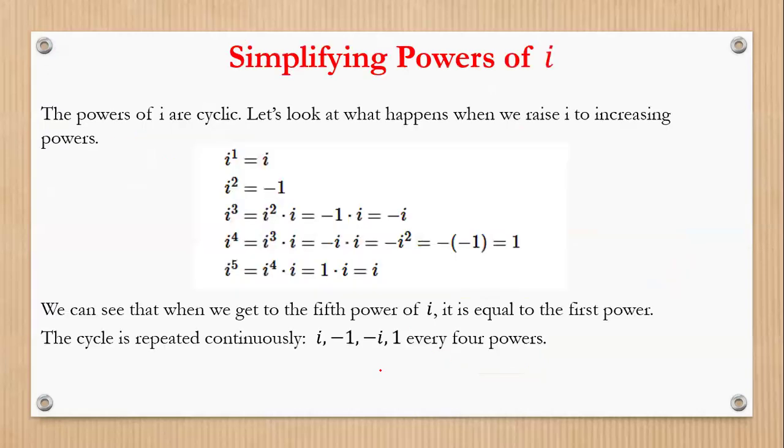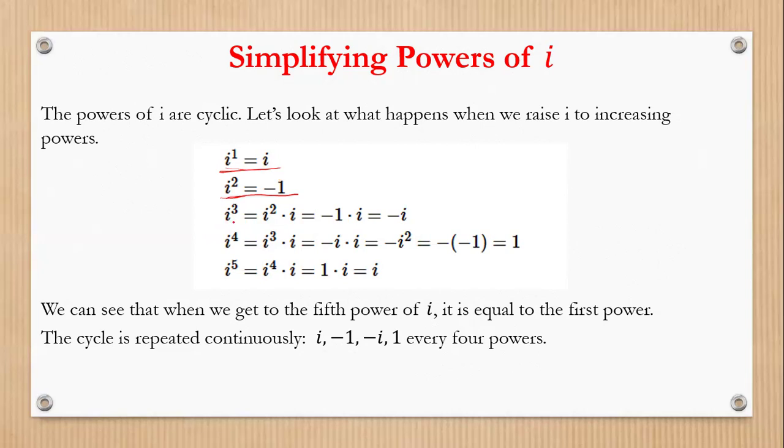The last part of this section is simplifying powers of i. How can we simplify when we have a power of i, like i to the 50th power, i to the 52nd power? So what can we do? As you see in this slide, i to the first power is equal to i. i to the second power means i times i, which is negative square root of 1 times the square root of negative 1, and the answer is just negative 1.